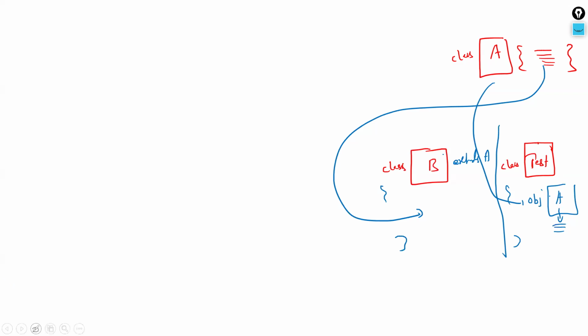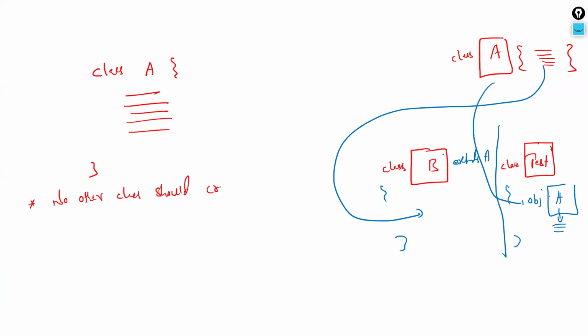But for some requirements, I have a class, say class A, and this class has some data. My requirement is no other class should create an object. I don't want other classes to create an object for my class. Then what should we do? Inheritance, I'm not saying anything, but object creation, I should block. If somebody creates an object for class A, it should give an error. That's my requirement.